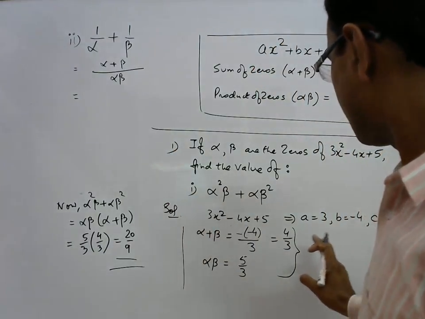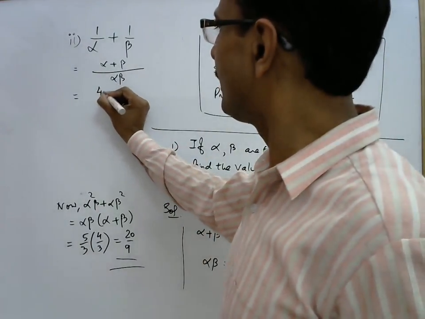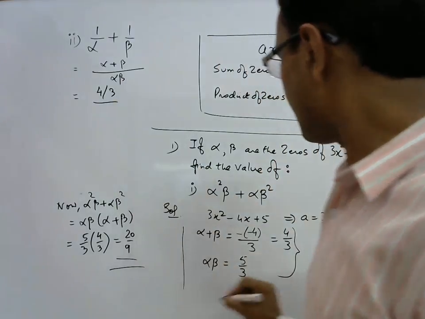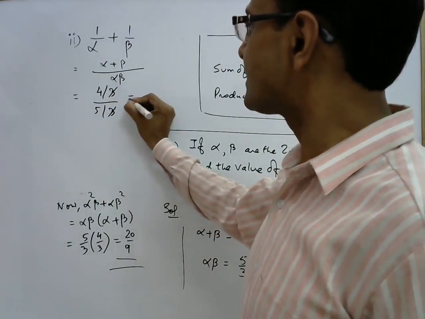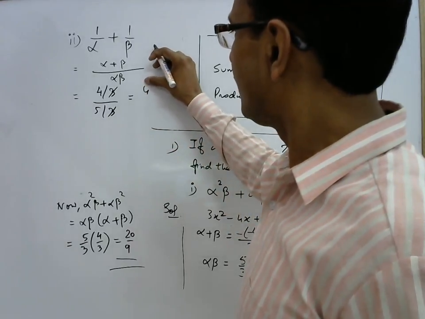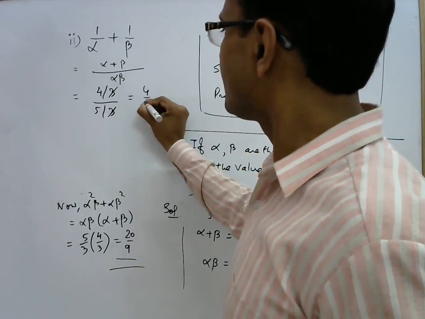Alpha plus beta is 4 by 3. And alpha beta is 5 by 3. So that upon 3 gets cancelled and 4 by 5 is the required answer for the second part.